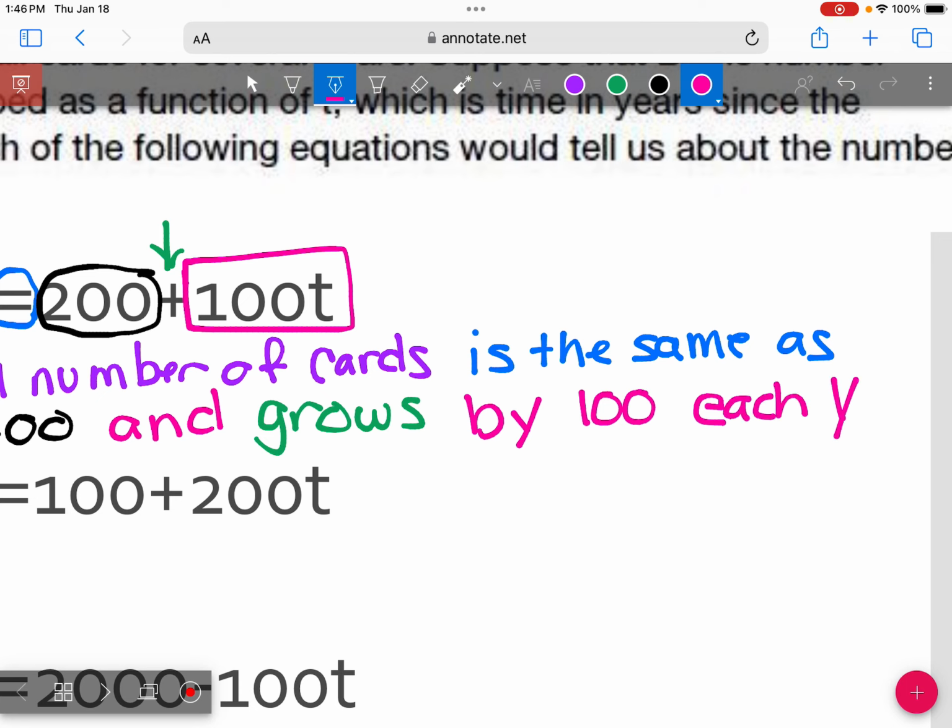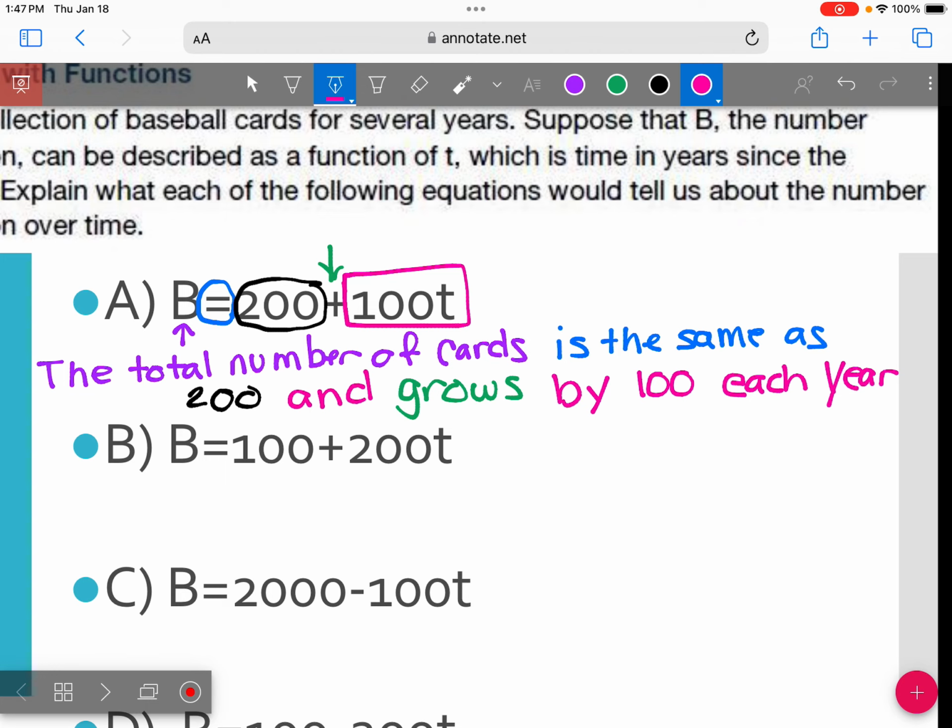each year. So what we're doing kind of feels like a translation here. We're not really mathing. It's more like a translation. Math into English, and then we'll do English into math. So that is a perfectly acceptable answer. The total number of cards is the same as 200 and grows by 100 each year. It is not really a way we would talk, but it's a perfectly functional answer.